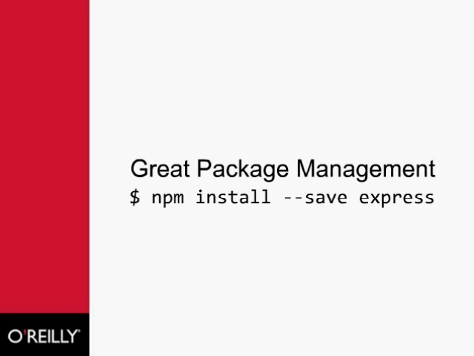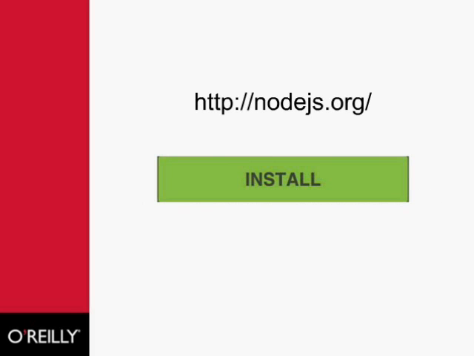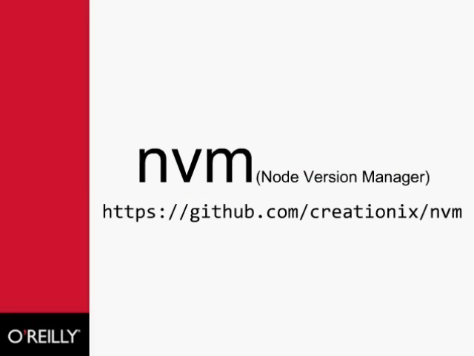So to get started, you should go to nodejs.org and click the green Install button. Alternatively, you can use NVM, which is the Node Version Manager. And the advantage of NVM is that you can install multiple versions of Node at the same time and easily switch between them. And I do this frequently so that I can check out the compatibility of the programs I'm writing with the future versions of Node that are coming out, or past versions of Node that people might be using.